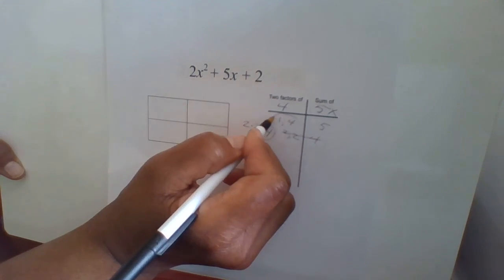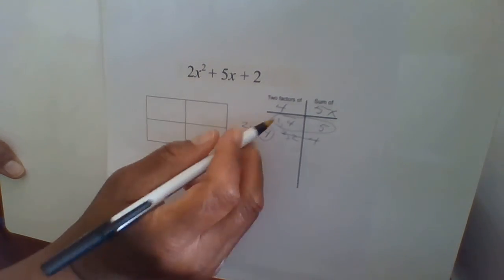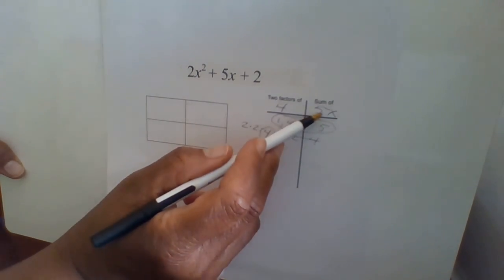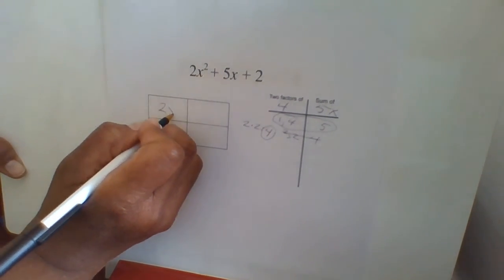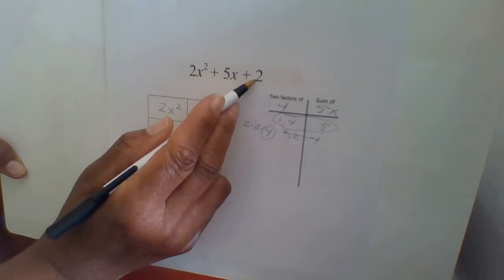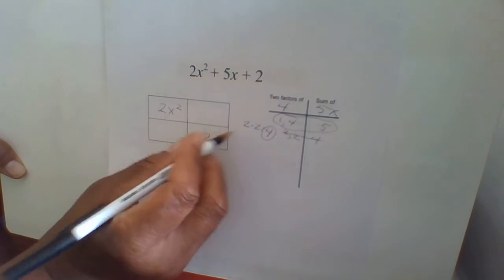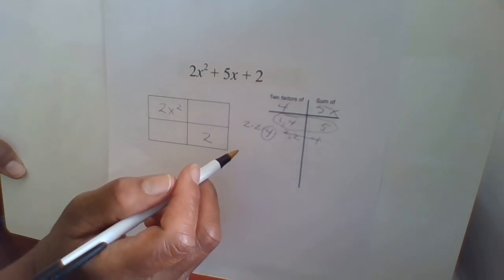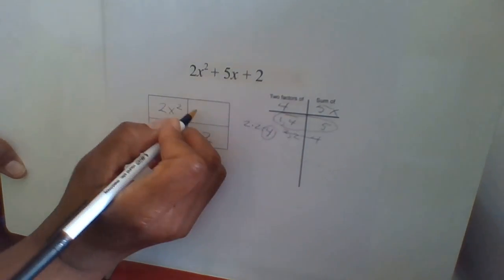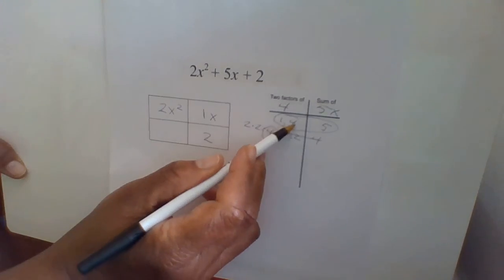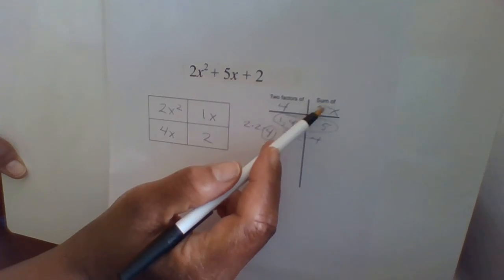So the factors that I am going to use in those empty boxes are going to be 1x and 4x. If I add them together, I get 5x. So 2x squared goes in the top left box. 2 goes in the bottom right box. Here again, 2 times 2, that gave me that 4, what I was looking for, the product. But I need a sum of 5x. So 1x and 4x, if I add those two together, I'll end up with 5x.